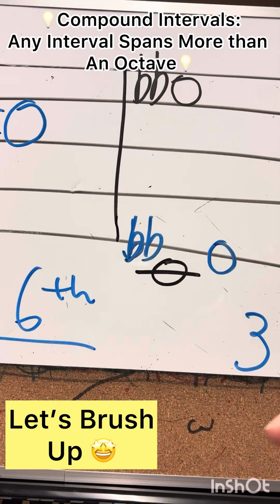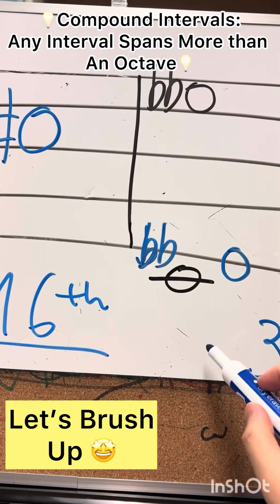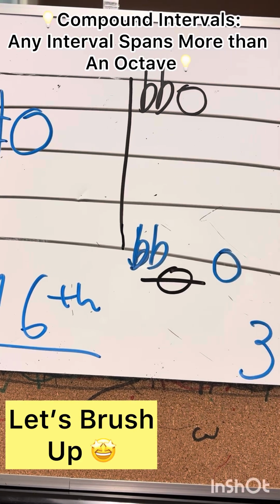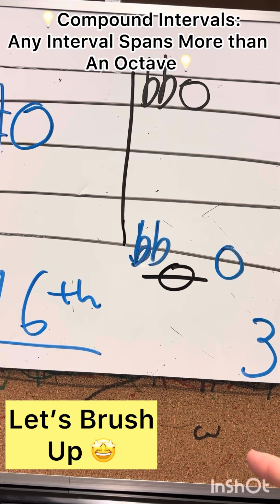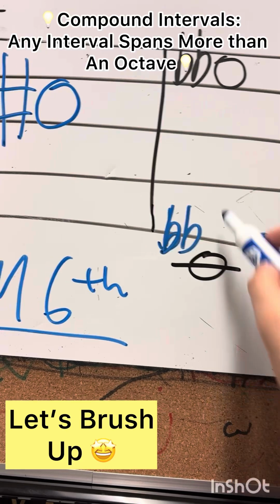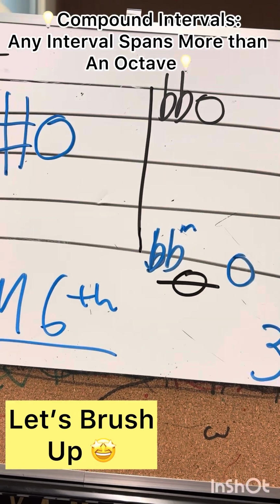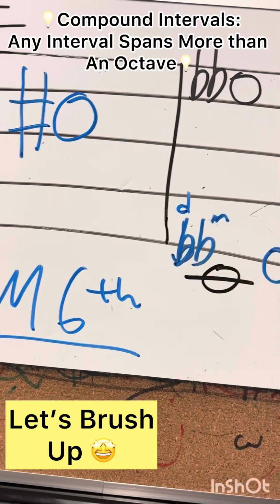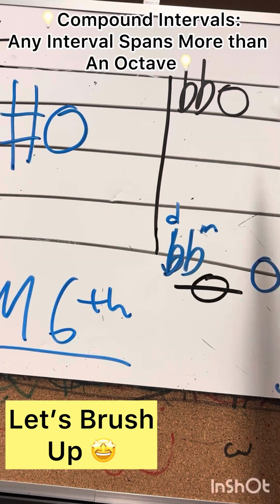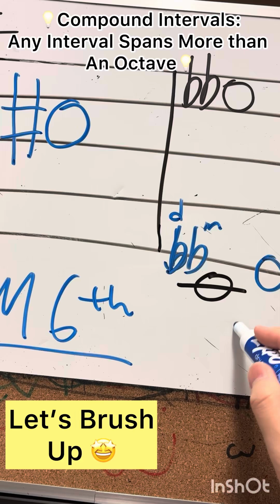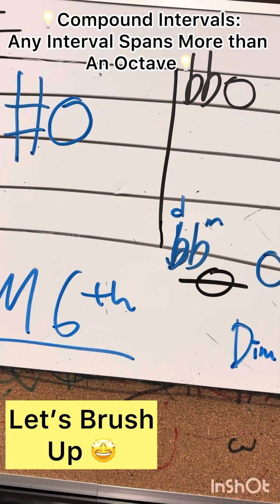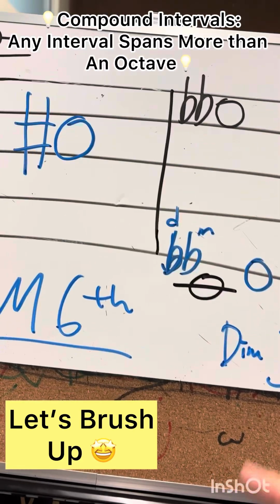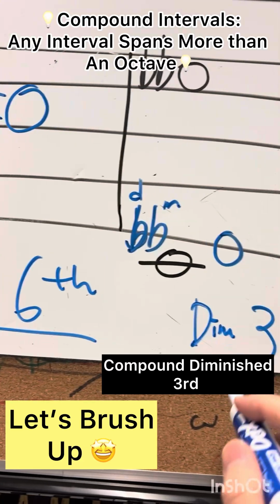So let's just take care of one flat first. What happens if you lower the third by a semitone from major? It becomes minor. But they lowered the third again from the minor, so that becomes diminished. So the interval that is given is a diminished third compound. You can say compound diminished third.